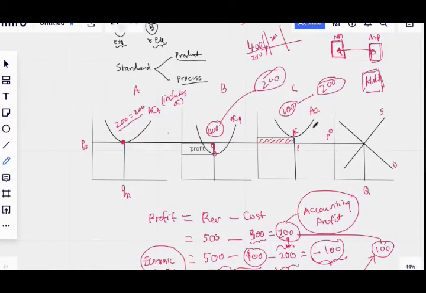Among these three, who is going to leave? C is going to get out. C will say, forget about it. I cannot make money in this. Why can I not make money? Because my operating cost is higher. Why is my operating cost higher? Because I'm employing an MBA to run a grocery shop. Very simple idea: the way I have chosen my employee is too costly compared to my competitor. So I better forget about it.